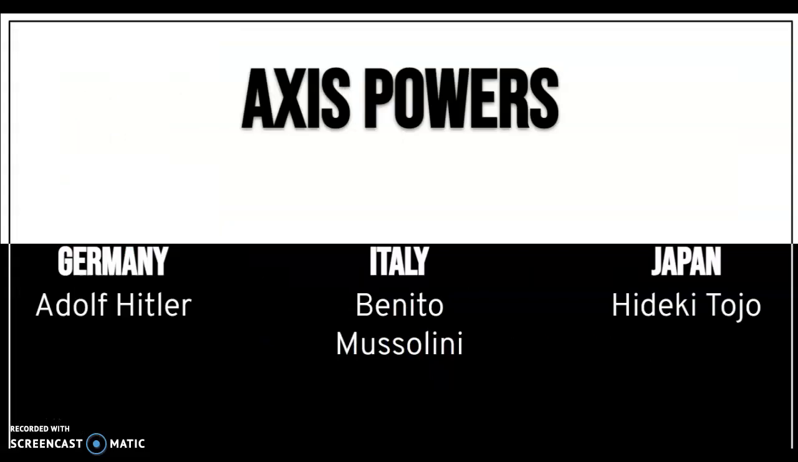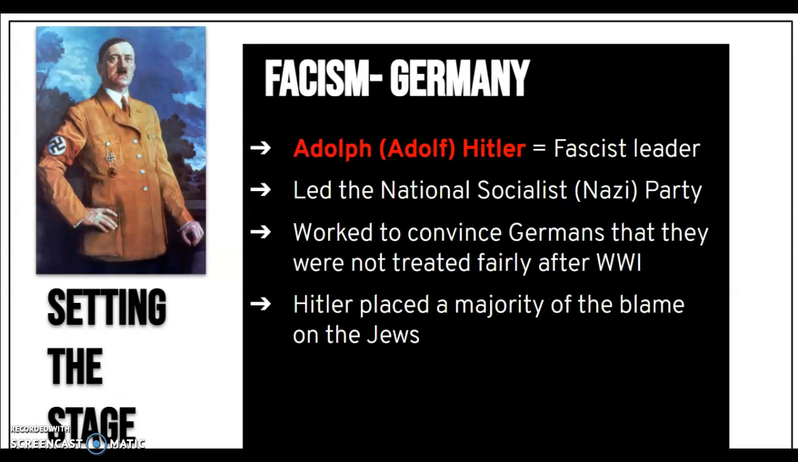There were three main parties in the Axis powers. In this alliance, for Germany, there was Adolf Hitler, Italy, led by Benito Mussolini, and Japan, who was led by Hideki Tojo. All three of these nations had fascist political systems. In Germany, Adolf Hitler led the National Socialist Party, also known as the Nazi Party.